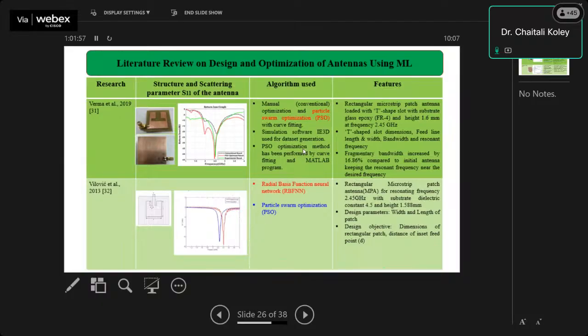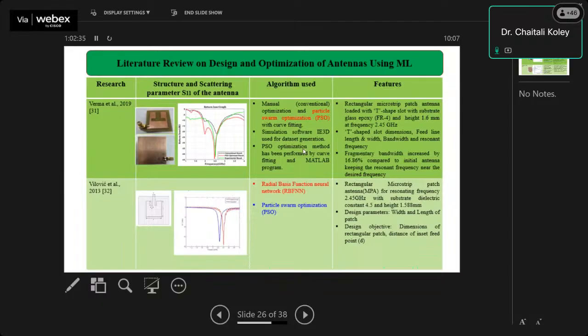And another thing, in reference 32 is basically Vilovec et al., a 2013 paper. They have also designed a rectangular microstrip patch antenna with a resonating frequency of 2.45 gigahertz. They have used a dielectric constant of 4.5 and a height of 1.588 millimeter.